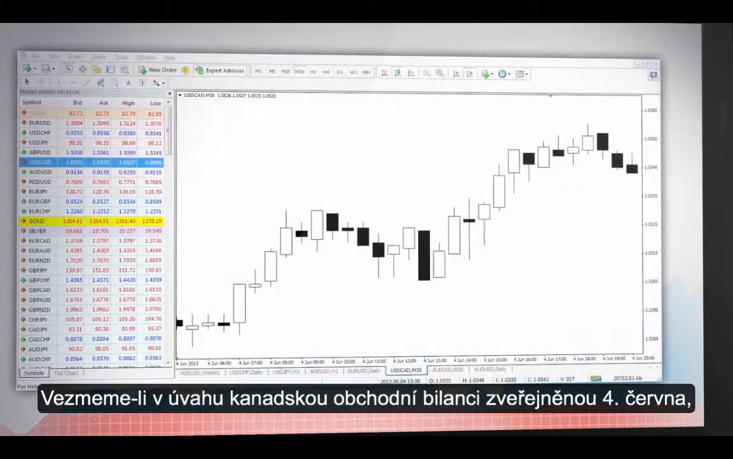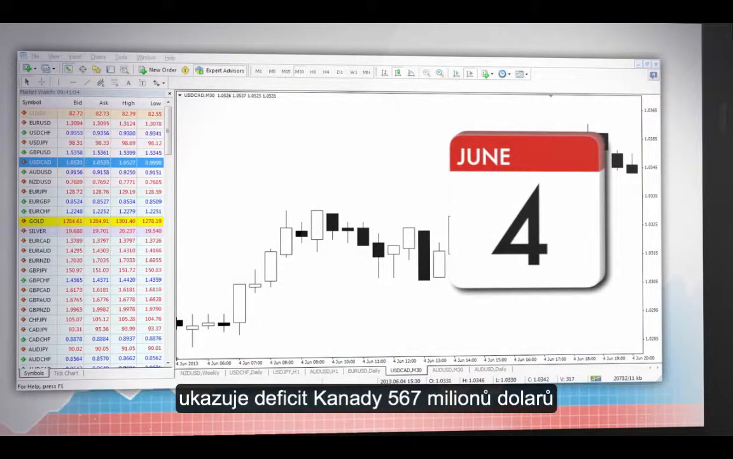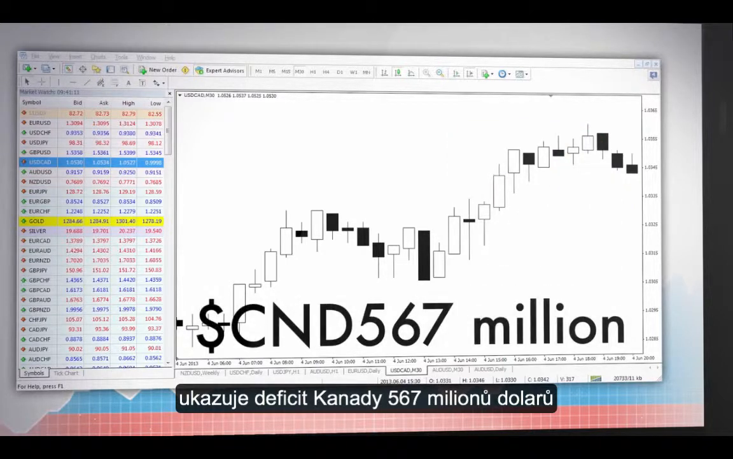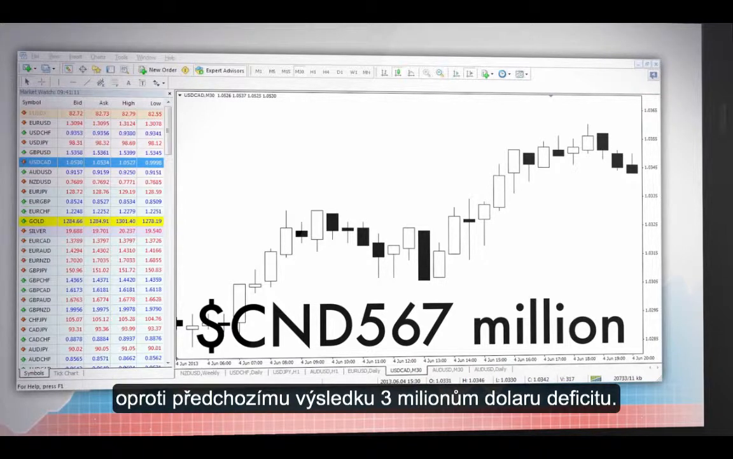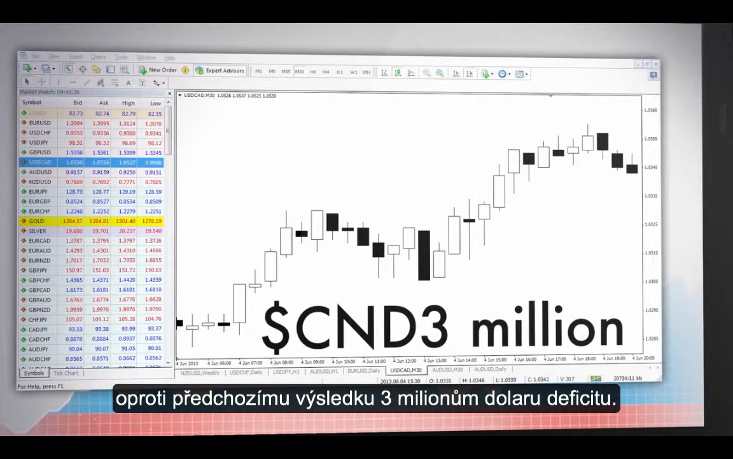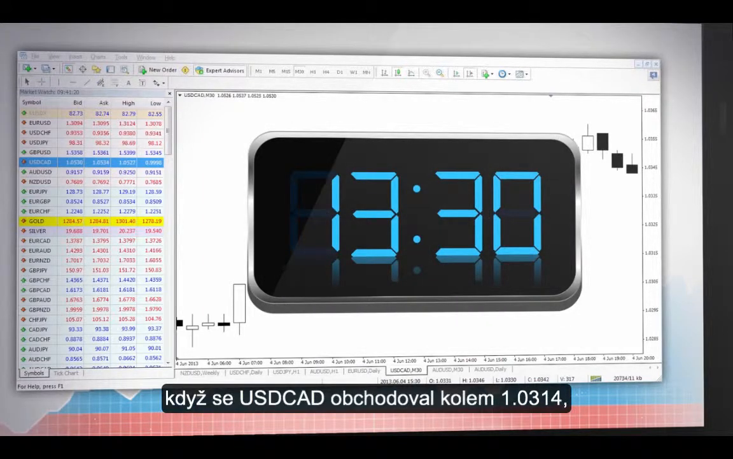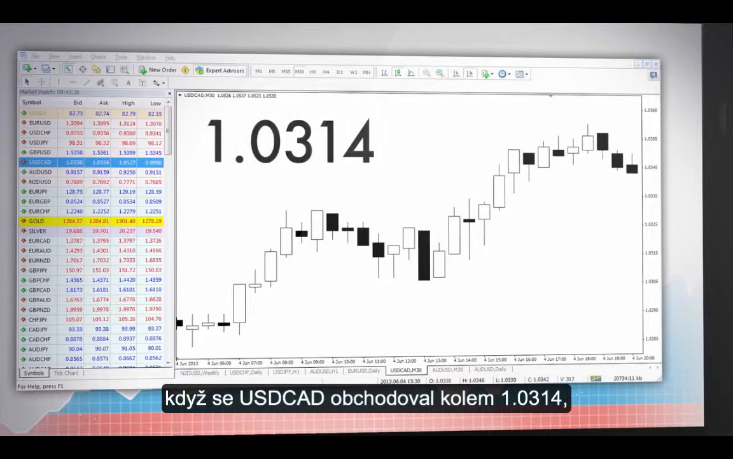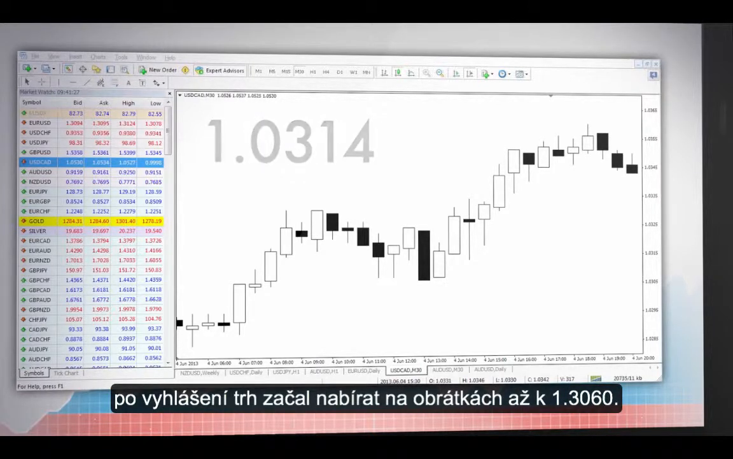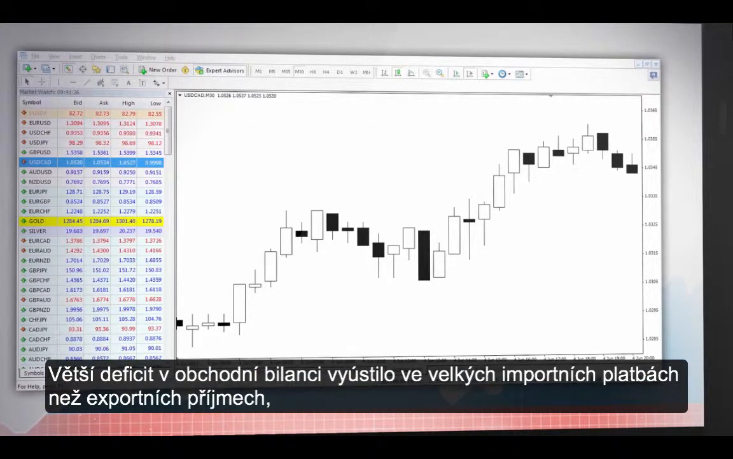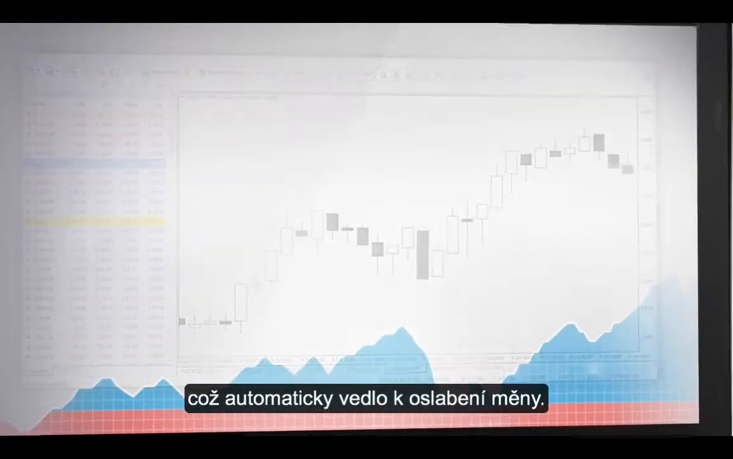Consider the Canadian trade balance figure released on June 4th. It shows the Canadian trade balance had a deficit of 567 million Canadian dollars against the previous release of a 3 million Canadian dollar deficit. The figure was released at 1:30 p.m. when the US dollar Canadian dollar was trading near 1.0314. After the release, the quote started gaining momentum to 1.0360. The widened deficit in the trade balance resulted in higher import payments than export receivables, which ultimately led to weaker currency.